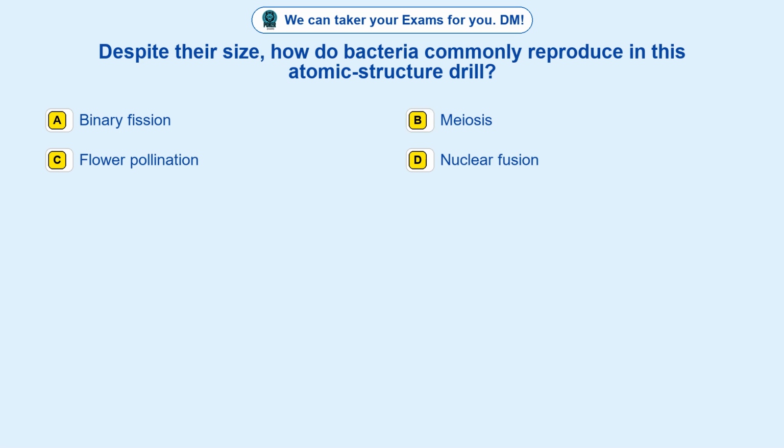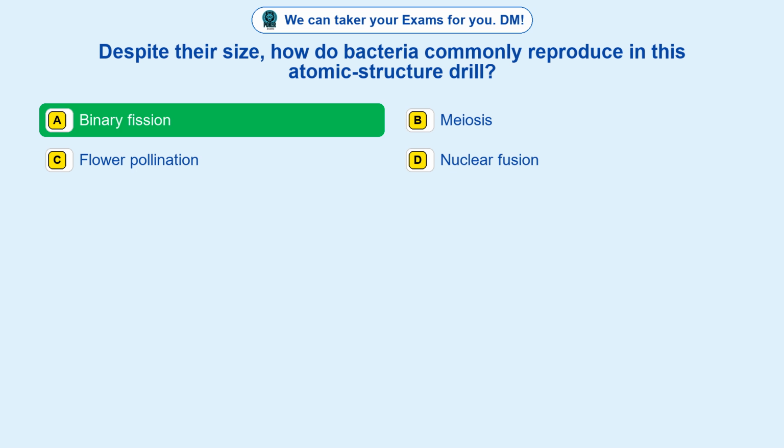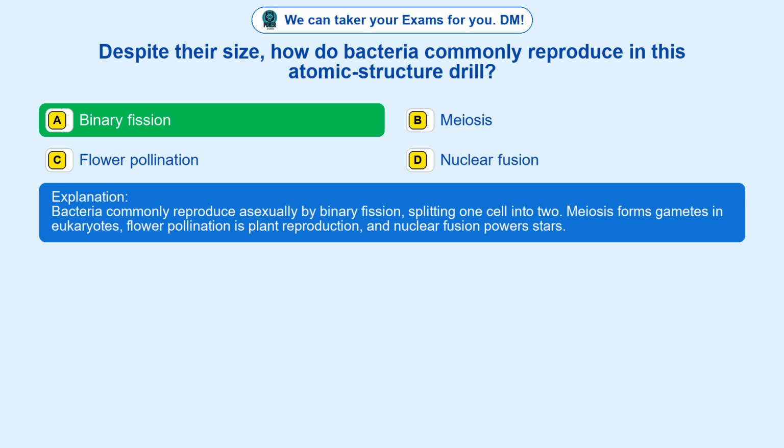Question 25. Despite their size, how do bacteria commonly reproduce in this atomic structure drill? Option A, binary fission. Option B, meiosis. Option C, flower pollination. Option D, nuclear fusion. The correct answer is option A, binary fission. Bacteria commonly reproduce asexually by binary fission, splitting one cell into 2. Meiosis forms gametes in eukaryotes, flower pollination is plant reproduction, and nuclear fusion powers stars.